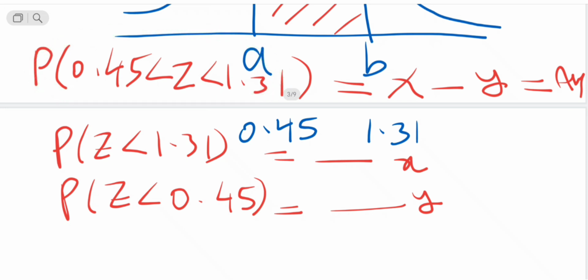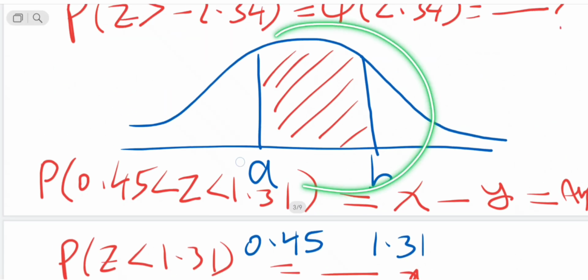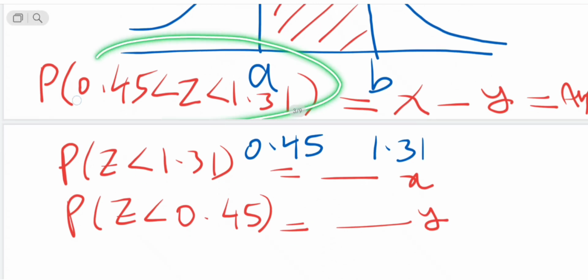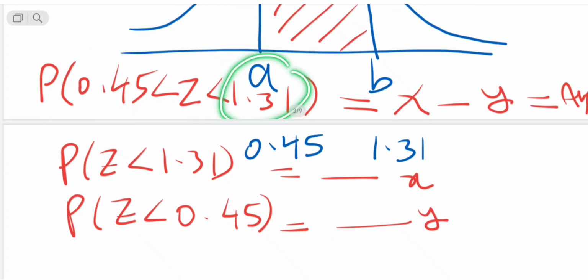There are two ways. They can give you the graph, or they can give you the question like that. So what will you do? The bigger value is already less than, z less than 1.31. So you will check in the table and write the answer here.